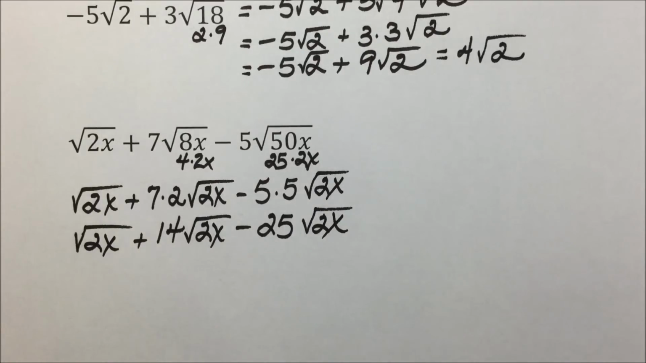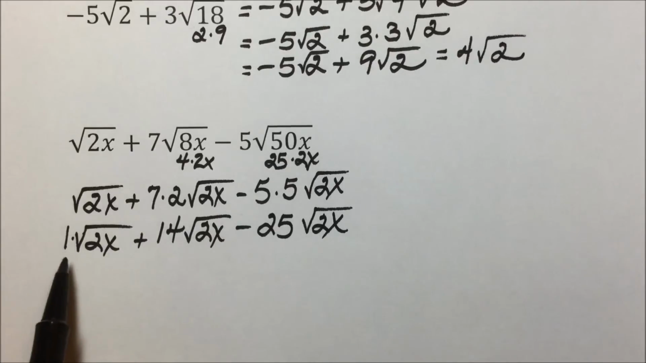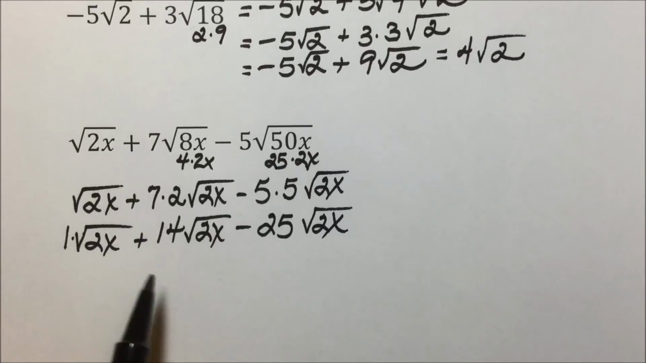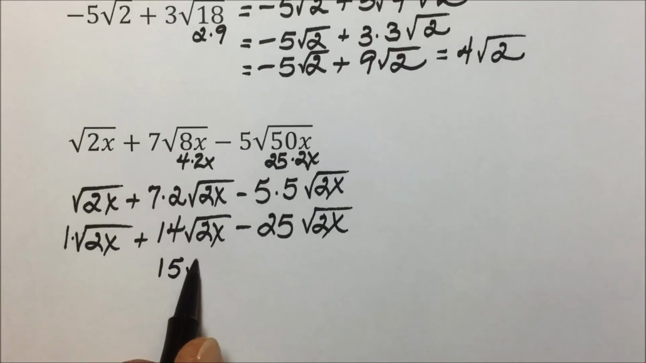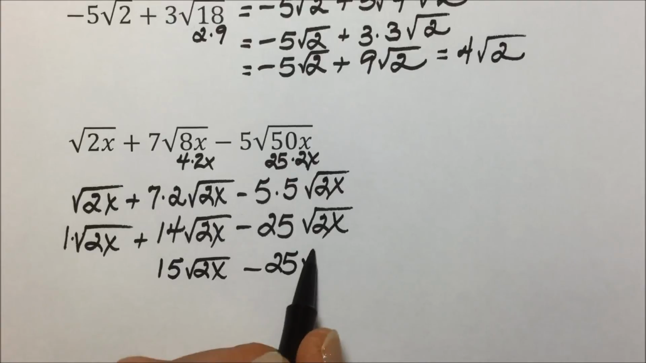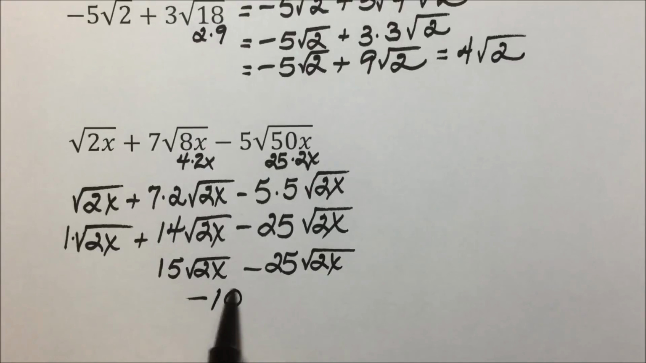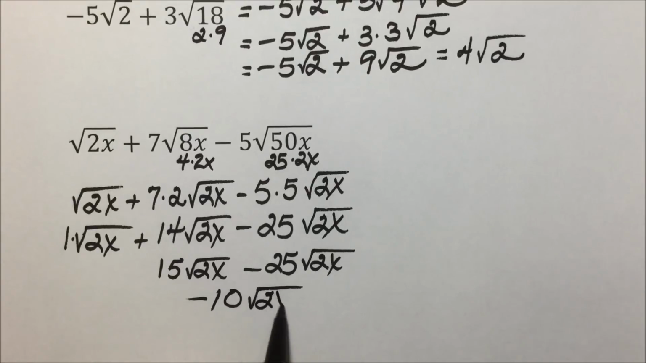And now if we look, we do have like or similar radicals. Each is a square root, each has the radicand 2x, and we can combine these. Following order of operations, left to right, 1 plus 14 would make 15 times the square root of 2x minus 25, and then we'll do the subtraction, the next operation to the left. 15 minus 25, or plus a negative 25, leaves us with a negative 10 square root of 2x.